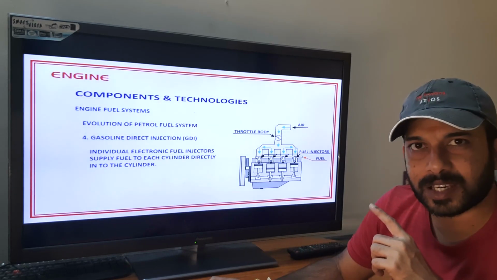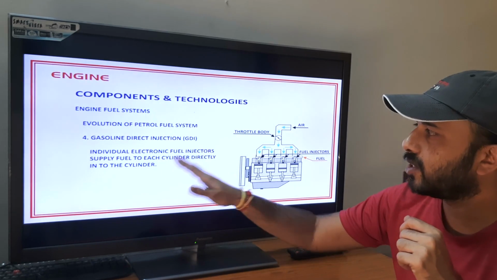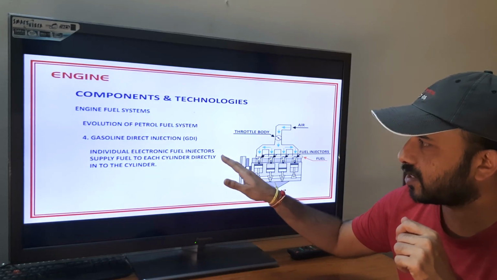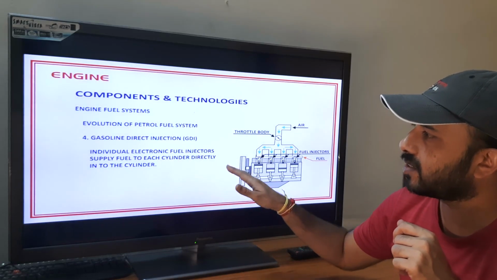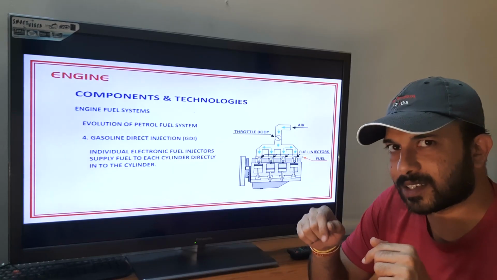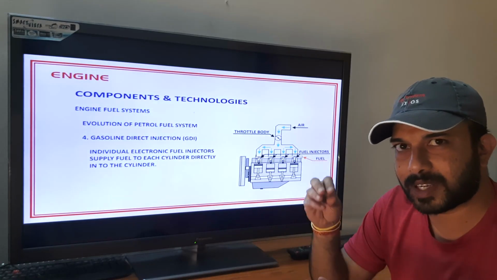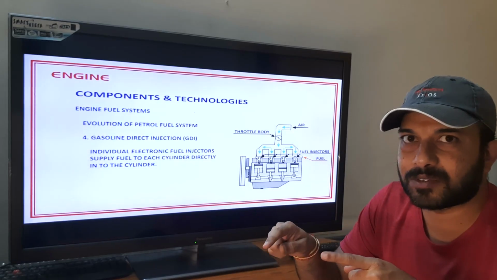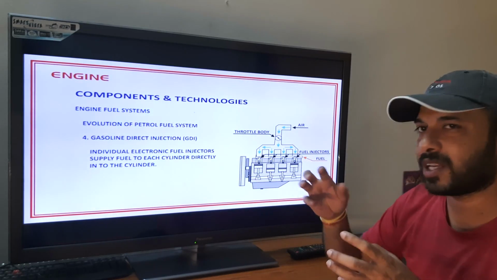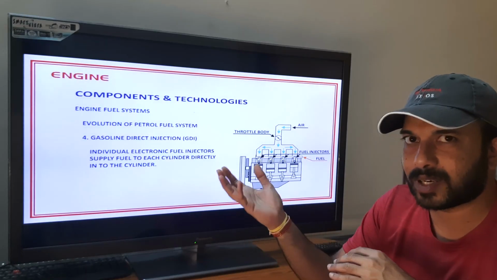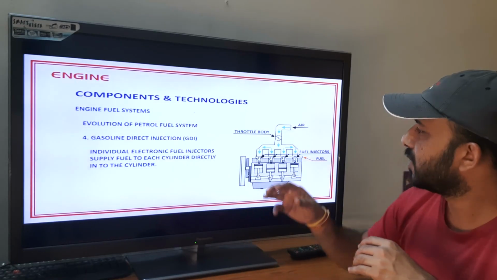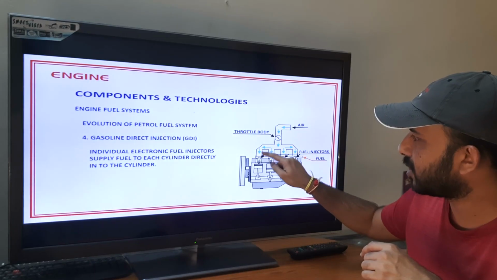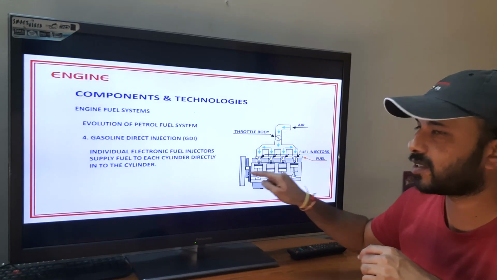We went to the GDI, that is gasoline direct injection. The individual electronic fuel injectors supply fuel to each cylinder directly into the cylinder. In EFI, the air-fuel mixture was happening at the intake manifold. But here, what happens? It's something like your diesel engine, but diesel technology, I'll tell you about that in the upcoming videos. The air after the throttle body supplies to each cylinder.